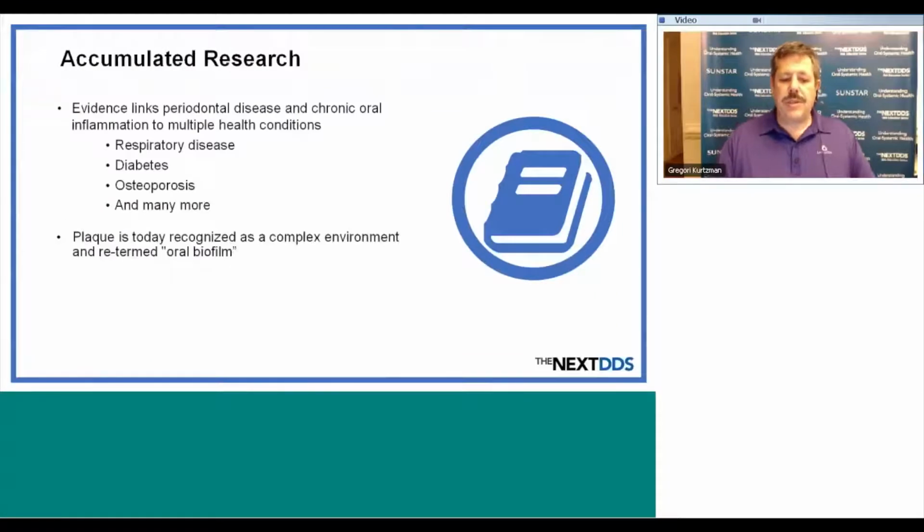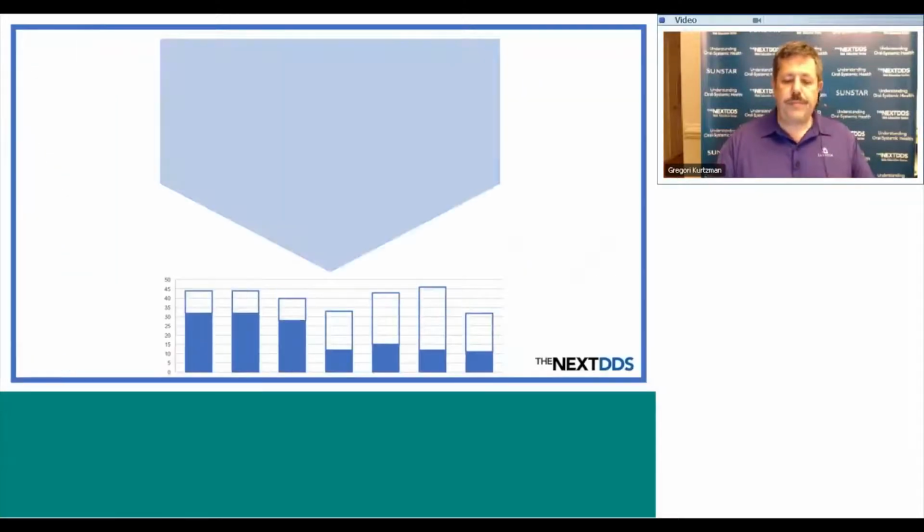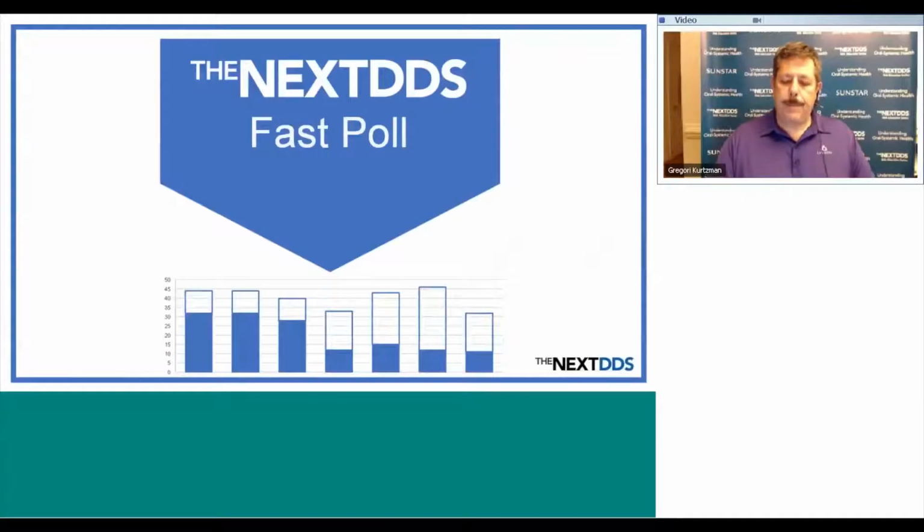So the accumulating research evidence links periodontal disease and chronic oral inflammation to a multitude of health conditions, including respiratory disease, diabetes, osteoporosis, and many more things that we'll cover as the series goes on. Plaque today is recognized as a complex environment, and we've returned to calling it oral biofilm. So as we wait for Rich to do this poll, there's a lot of things that go on in the mouth, and there's the poll, so I'll stop for a moment.